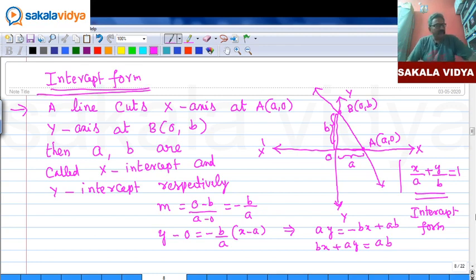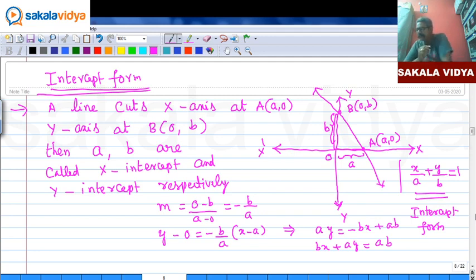Suppose a line cuts the x axis at (a, 0) and the y axis at (0, b), then the intercept form is x by a plus y by b equal to 1, or x by x intercept plus y by y intercept equal to 1.